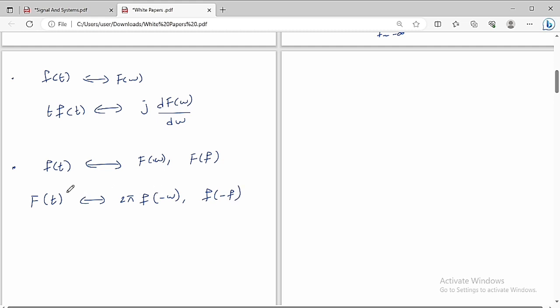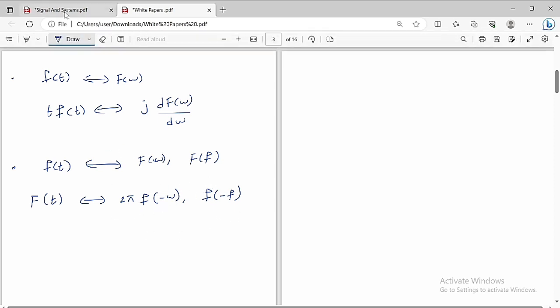Therefore, f of t has the Fourier transform F of omega, or F of f, and capital F of t has the Fourier transform 2 pi into f of minus omega, meaning replace t by minus omega and multiply by 2 pi, or just keep f of minus f. In terms of frequency, it means replace t by minus f. So these are the two expressions that you always have to keep in mind. This is called the duality.